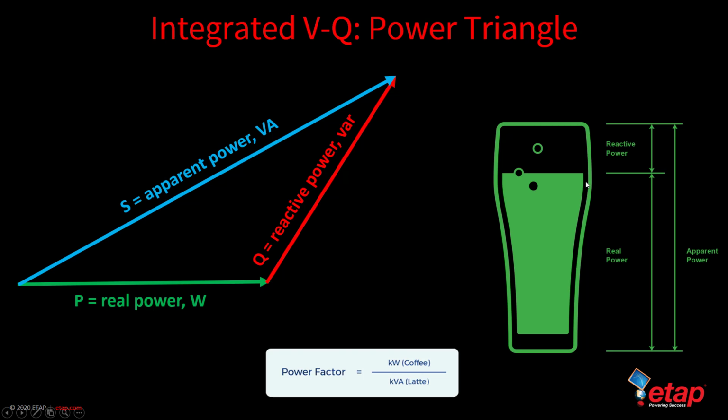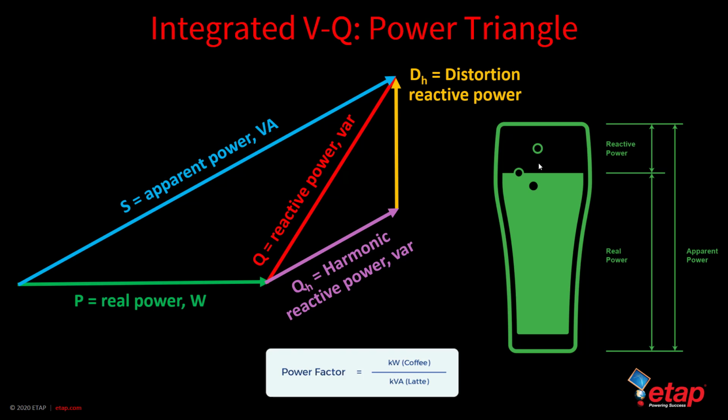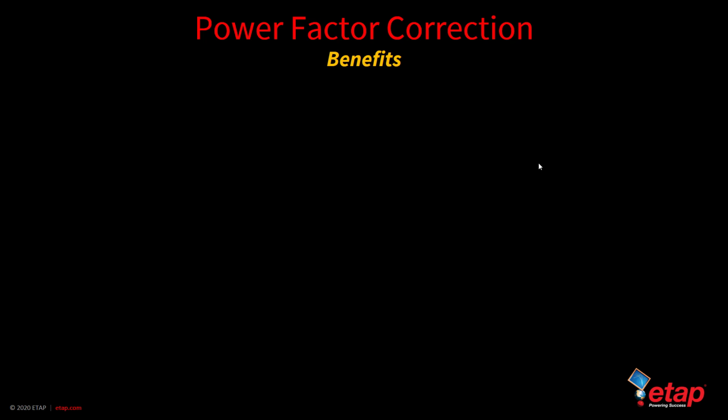So taking your favorite beverage, such as your coffee, it's nothing but the ratio of the coffee divided by the latte. And that essentially gives us the effectiveness of the power being supplied. For example, a power factor of 0.95 tells us that 95% of the supplied power is real power and the rest is reactive. We can augment our power triangle by also introducing another term, which is harmonic reactive power, or QH. And that corresponds to another term, which is distortion reactive power, to complete our overall power triangle. Based on our example, we can see that power factor correction has certain benefits. In other words, getting more coffee than the foam or the latte.